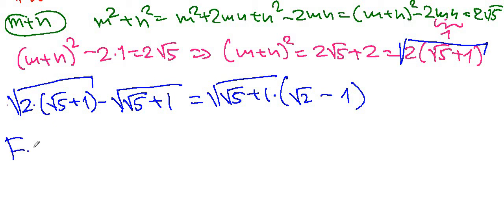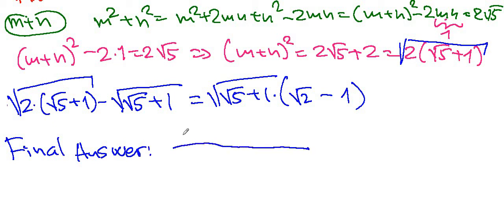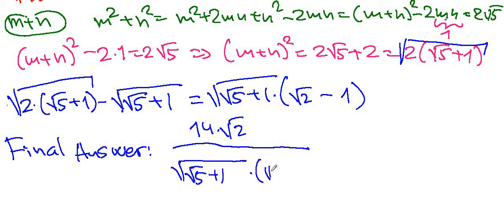Now the final answer is, as we remember, our numerator 14 times square root of 2, and our denominator square root of 5 plus 1 times square root of 2 minus 1. So this is our answer.